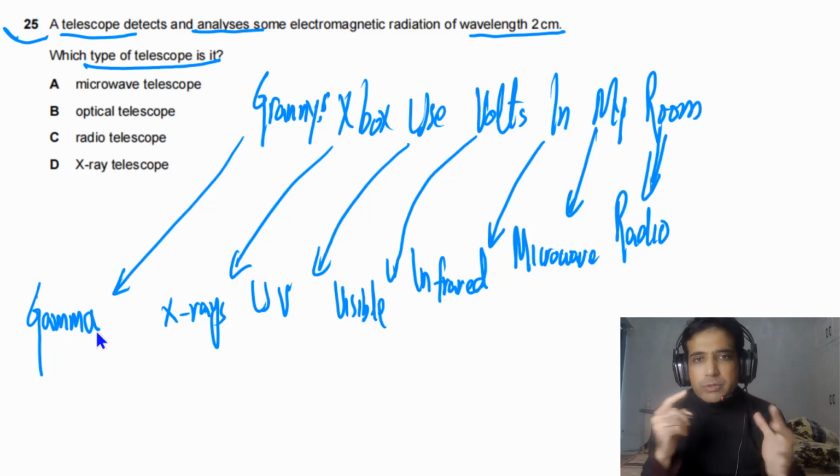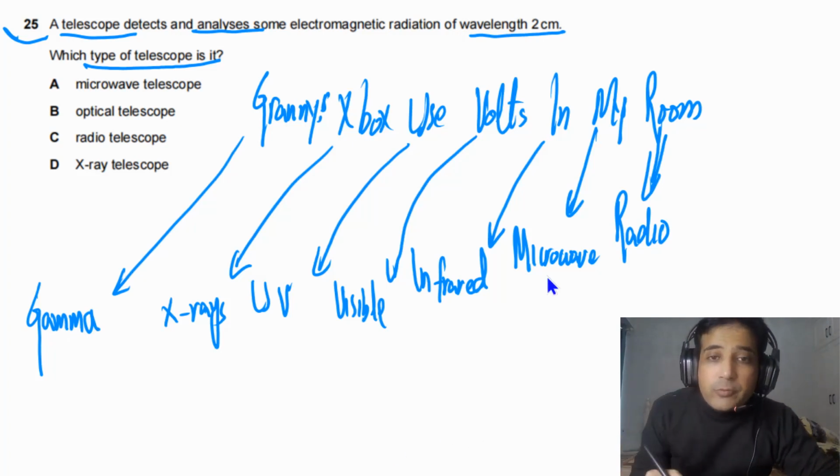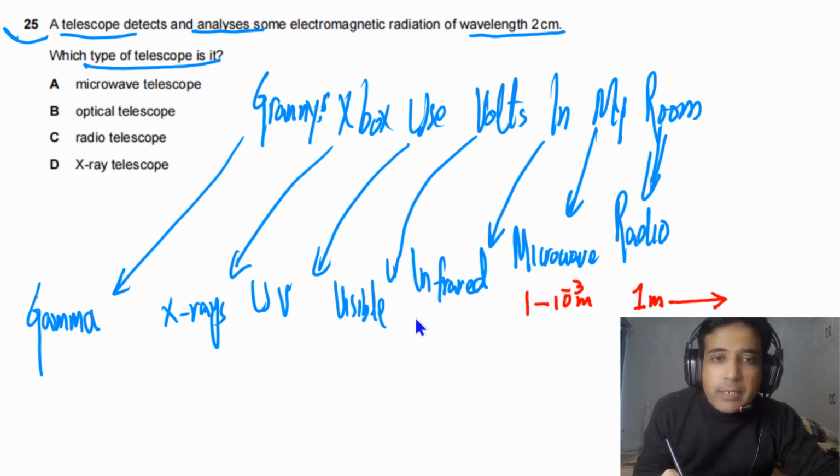Now let's try to understand how we can remember the wavelength of these radiations. For radio waves, the wavelength is 1 meter and greater than 1 meter. For microwaves, the wavelength is from 1 to 10 to minus 3 meters. And for infrared, this is 10 to minus 3 to 10 to minus 6 meters. We are talking about meters.